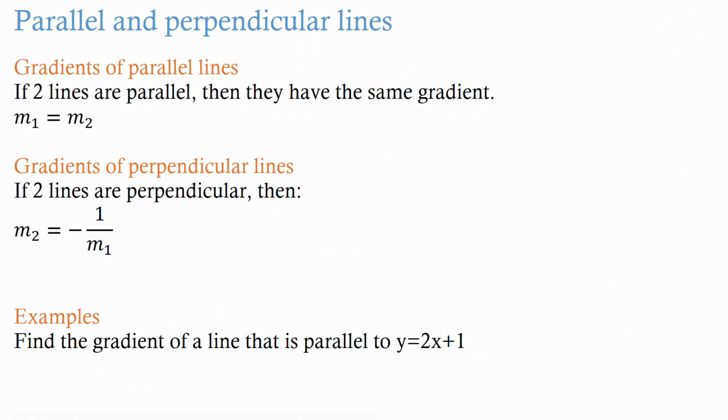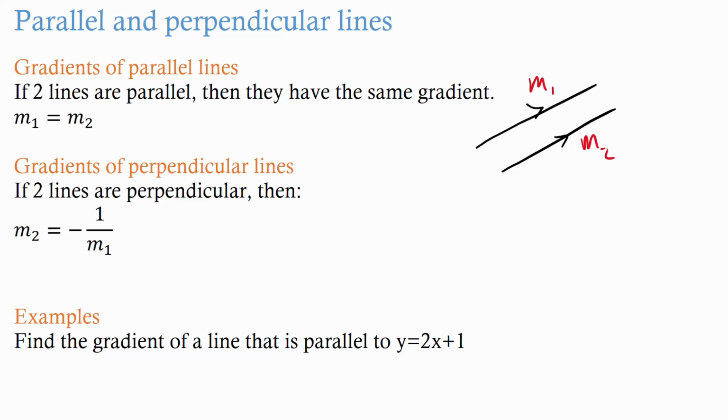In this video, we're looking at parallel and perpendicular lines. The gradients of parallel lines: when there are two lines that are exactly parallel, they have the exact same gradient. Remember, parallel is if I have two lines going like this, and they go on forever and never touch. If I had the top one, that would be my M1, and that would be M2 there, right?